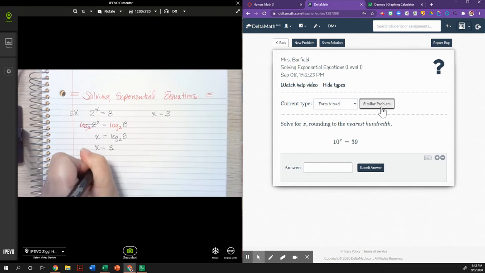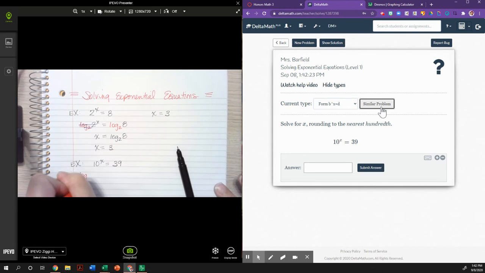So 10 to the x equals 39. Now this one's not as obvious, because even if I want to do it in my head, well, 10 to the first power is 10, 10 to the second power is 100. So I don't know off the top of my head what x could be in terms of an exponent that's going to give me 39 as my answer. So I'm going to take the log of base 10, so log base 10, 10 to the x equals log base 10 of 39. So that's how I keep it balanced.